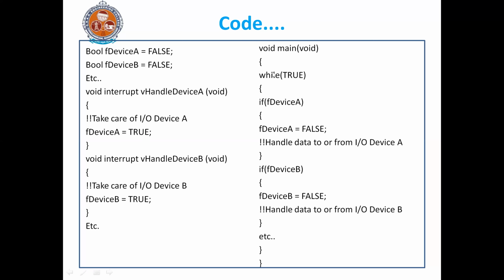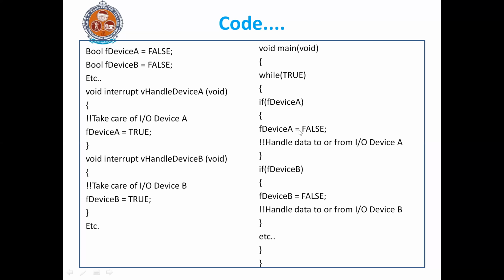In the main function, we are writing the while loop. In the while loop, we are giving if F device A. If it is true, then only it will come here. Once it is true, that means device A requires some service. So if it is true, it will come to this and then we provide the service.